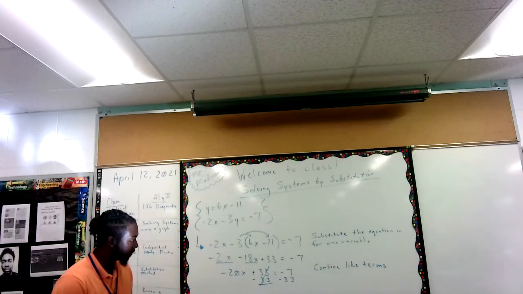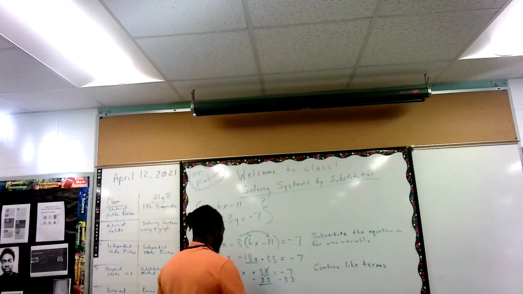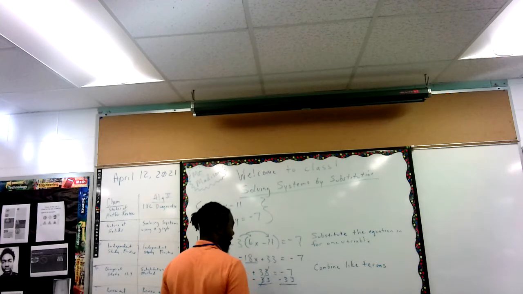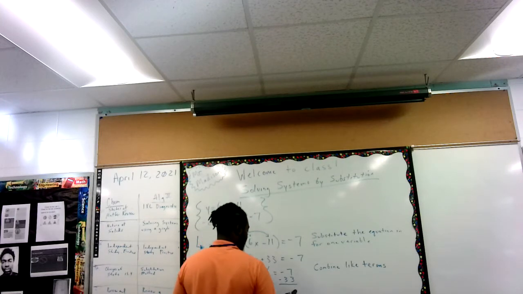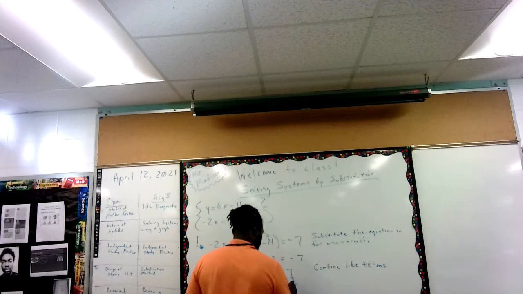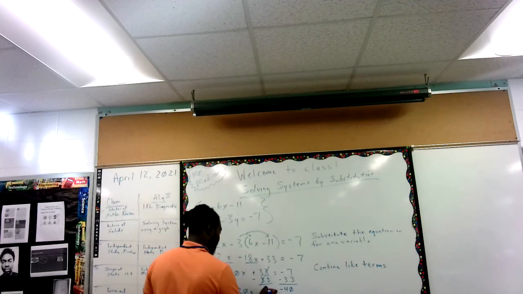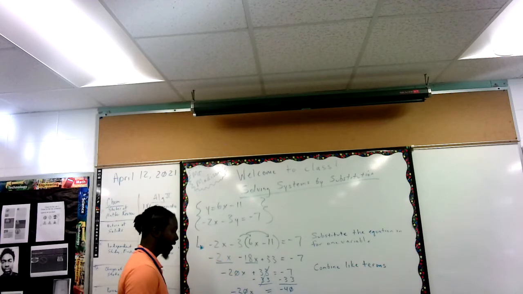They cancel, right? And then, because both of these are negative, you just add them and you take the sign, right? Minus 40. Then I just bring down everything else. So what's left is, right? Negative 20x equals negative 40.